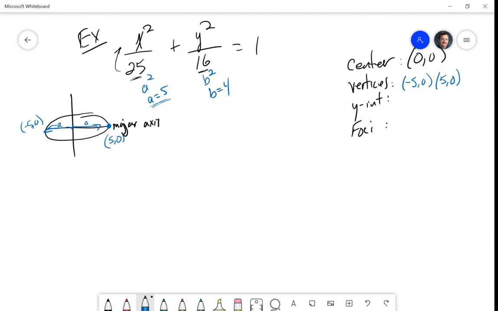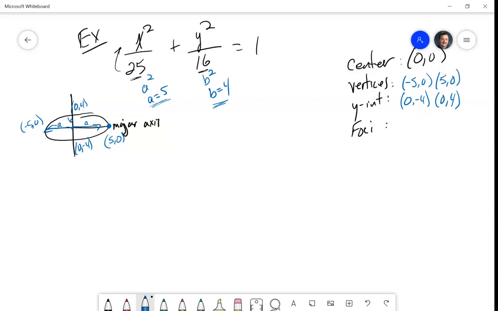Okay, in this one, looking at my y-intercepts, that's going to relate to my b, going on my minor axis. So that would be up b, which would put me at a b value of 4. Going up 4 would be 0, 4. And going down the same amount would be 0, negative 4. So there are my two y-intercepts, 0, negative 4, and 0, 4.